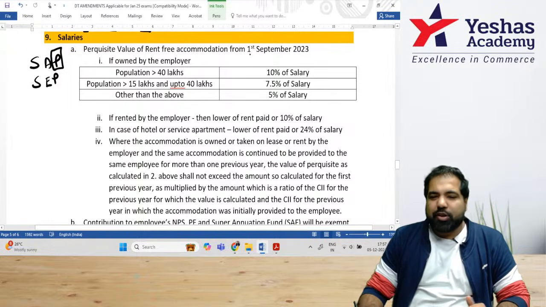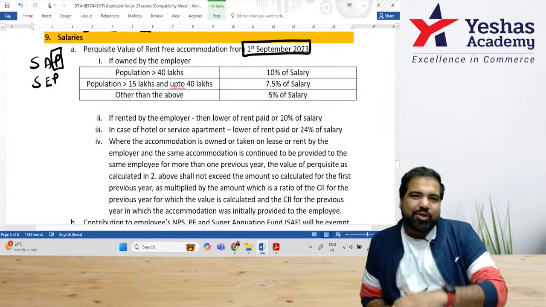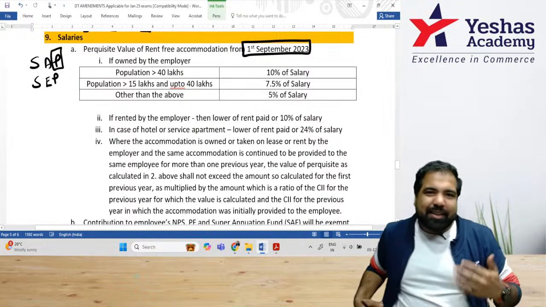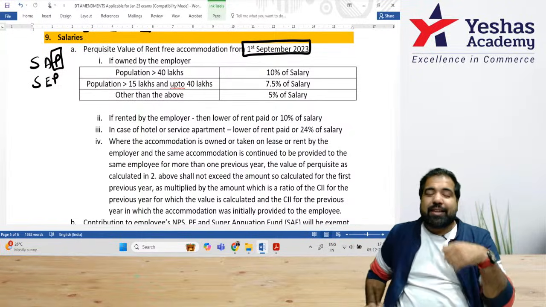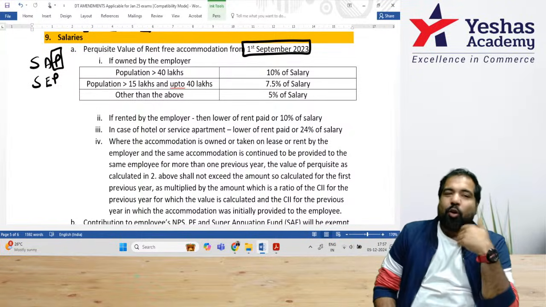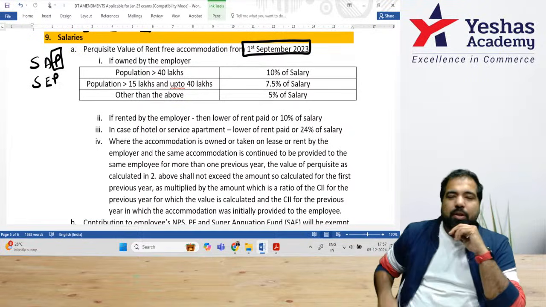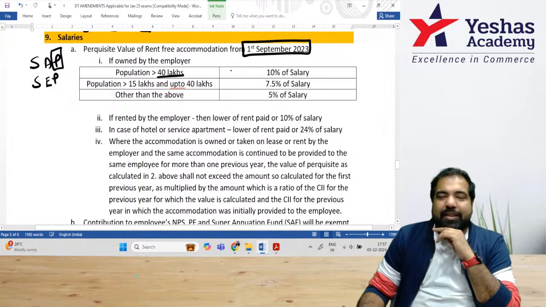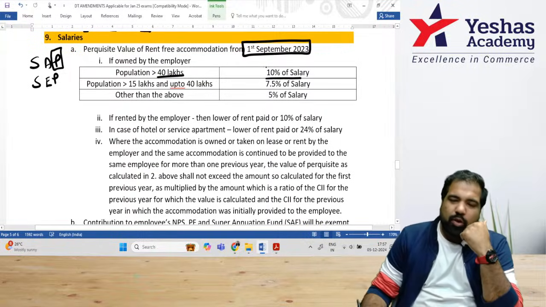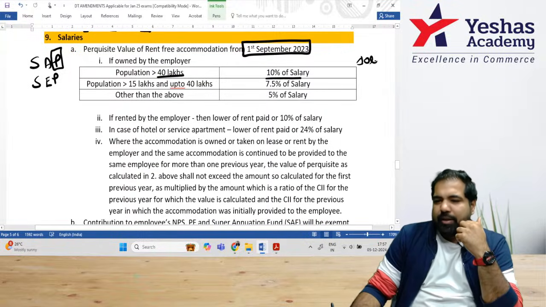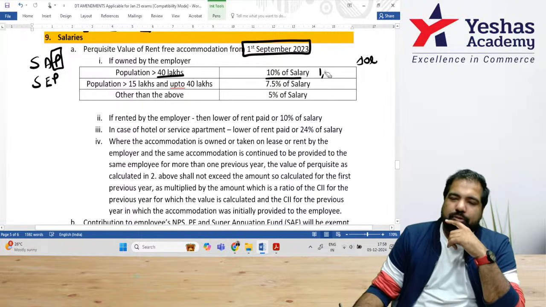This change happened on 1st September 2023, right in the middle of the year. Of course, right in the middle is 1st October, but one month before that, they made a change. They said that now, if the house is given in a city which is very populated like Mumbai or Delhi or Chennai or Calcutta or Bangalore or Hyderabad, where the population is more than 40 lakhs, then you will calculate the accommodation as 10% of your salary. So if my salary is 10 lakh rupees, then 10% of that, that is 1 lakh, will be considered the perquisite value of accommodation.